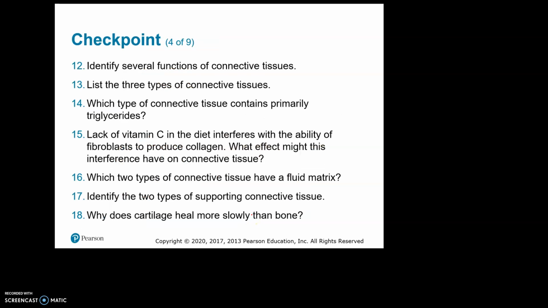Identify several functions of connective tissues. Well, we said a lot of functions. There's the fluid connective tissue. Blood, for example, transports nutrients and other substances throughout our body. The connective tissue proper acts as packing material and serves to reduce friction in some cases, supports underlying epithelial tissue. The three types of connective tissues are connective tissue proper, fluid connective tissue, and supportive connective tissue.